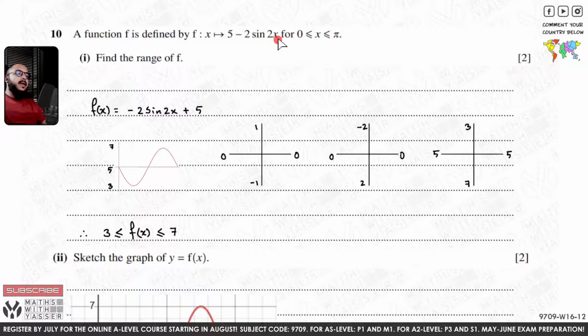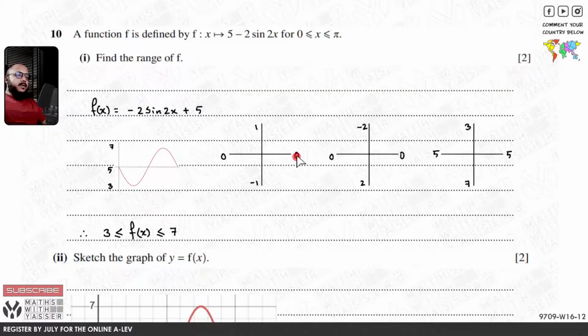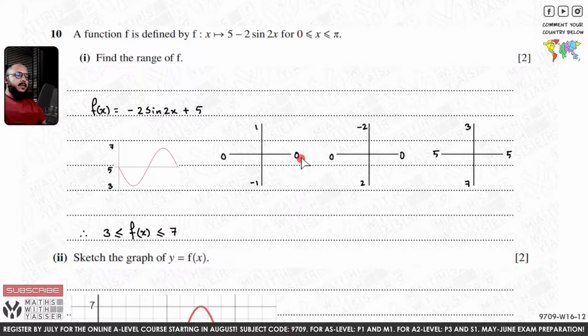The range will only be getting affected by this -2, which affects the amplitude of the curve, and this +5, which affects the translation of the graph. So with the help of this information, let's first think of how the grid of a default sin x looks like. So the default sin x will be 0, 1, 0, and -1. Where this is 0 degree, this is 90 degree, this is 180 degree, this is 270 degree, and this is back to 360 degree.